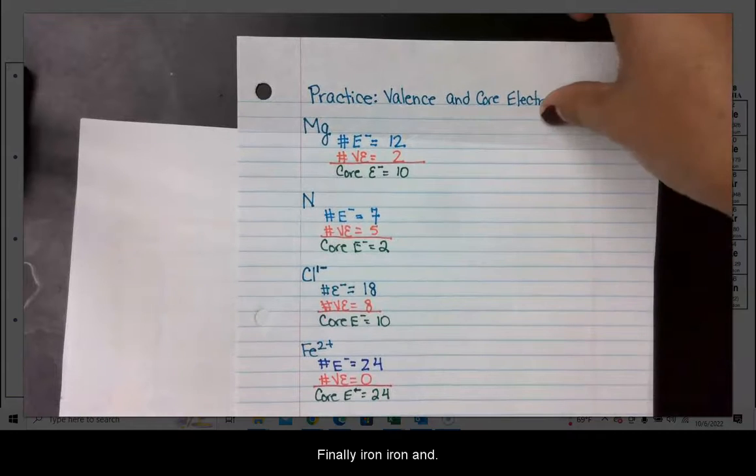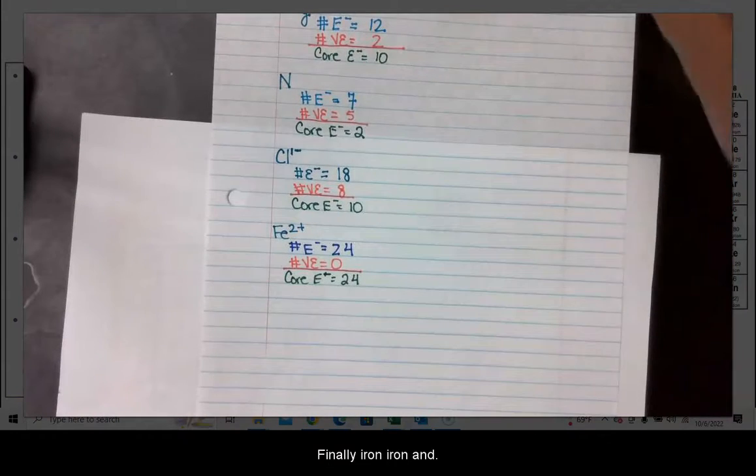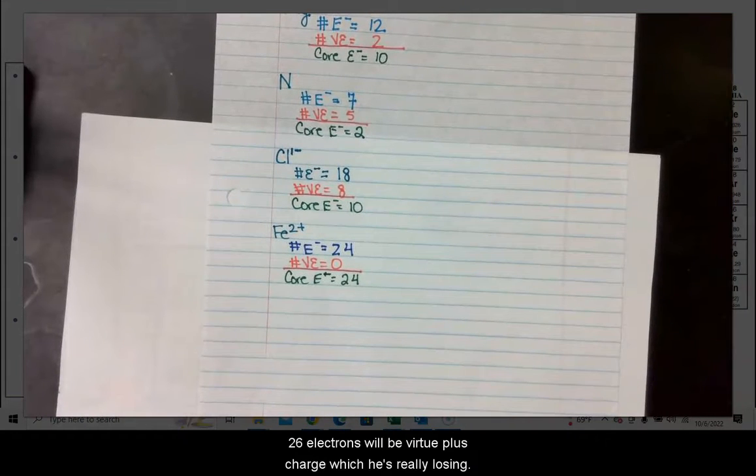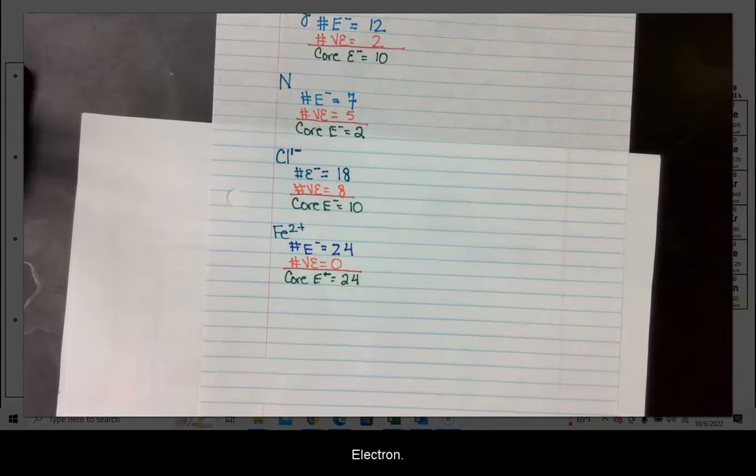And finally, iron. If you look at iron, it has 26 electrons, but we have a 2 plus charge, which means we're losing 2 electrons. So 26 minus 2 gives me 24 total electrons. Those 2 generally get lost from the valence shell, so we have no valence electrons. So we end up with 24 core electrons.